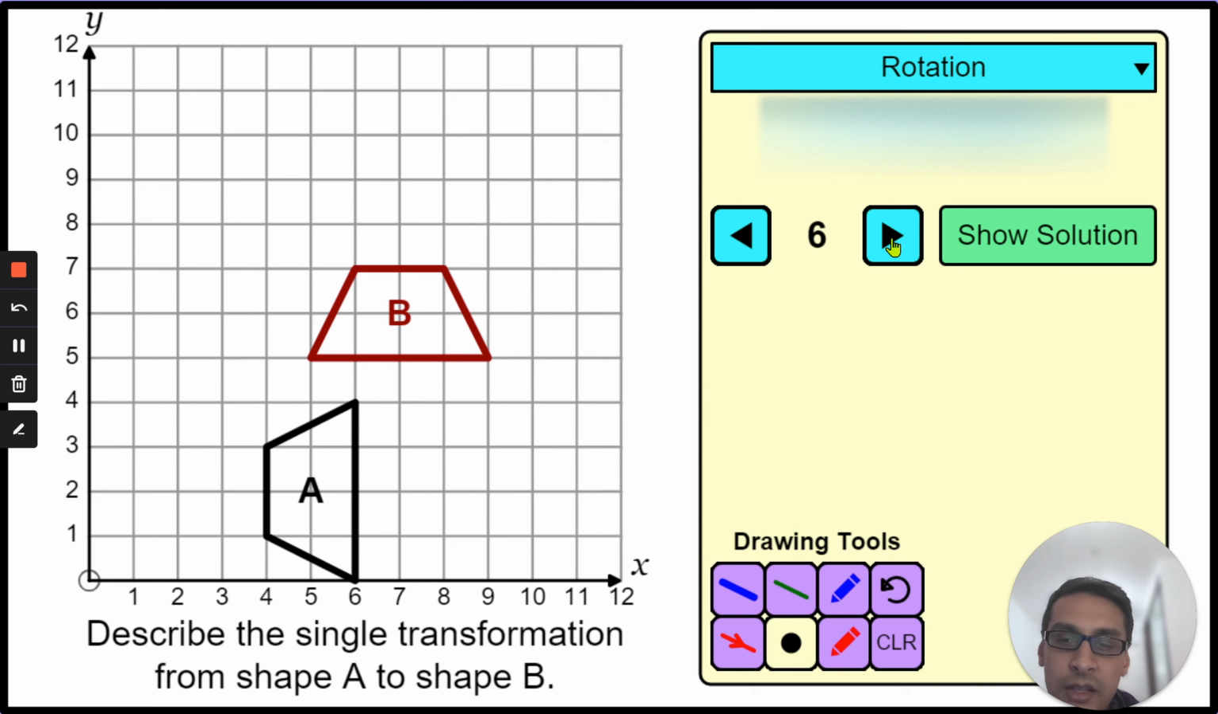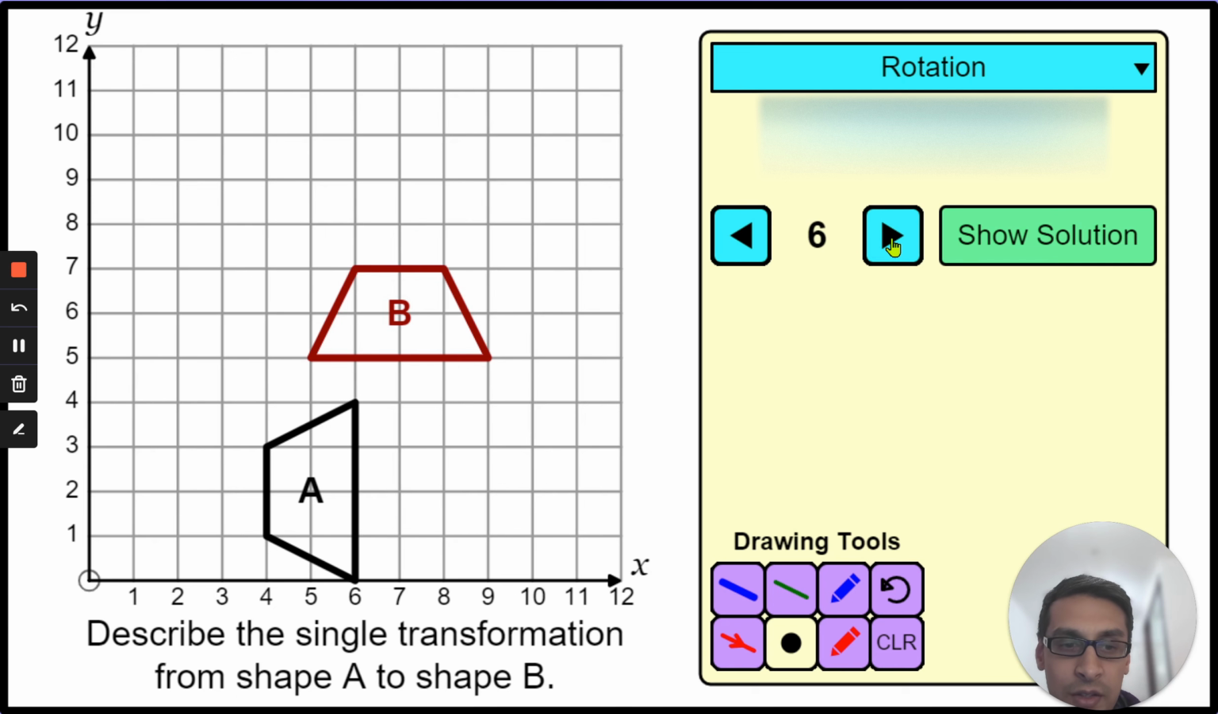Okay, this is question 6. Now this time around you are going to work out the information from a diagram given. It says describe the single transformation. Obviously we're practicing rotation, so it's going to be a rotation. We can see that. It's not a translation because you can see the orientation is different. It's not an enlargement, it's not bigger or smaller, and it's not a reflection because a mirror line wouldn't give you something like this. So there is no method other than trial and error.